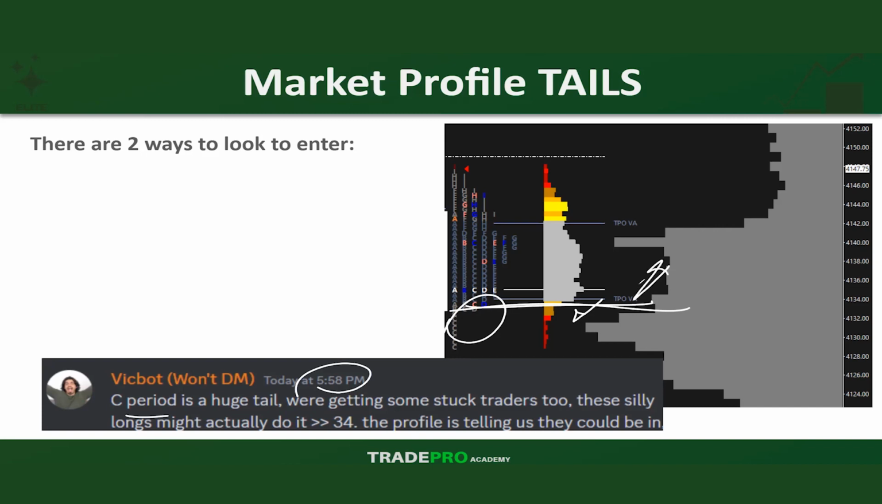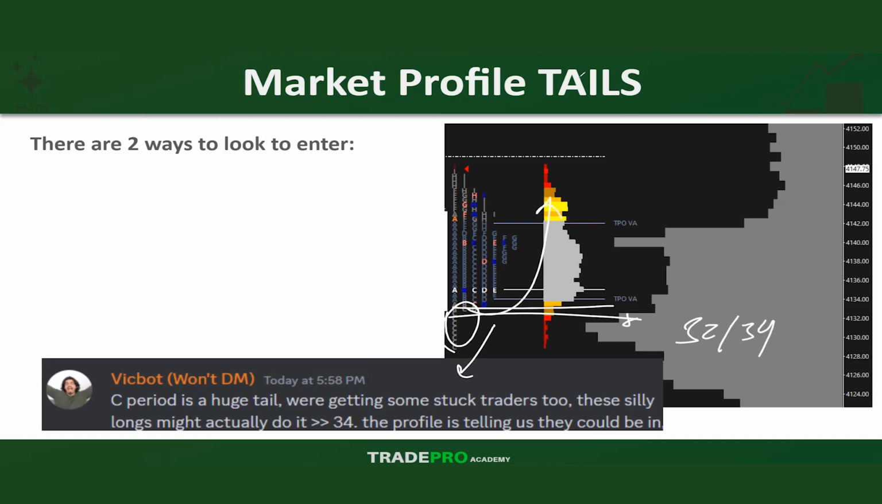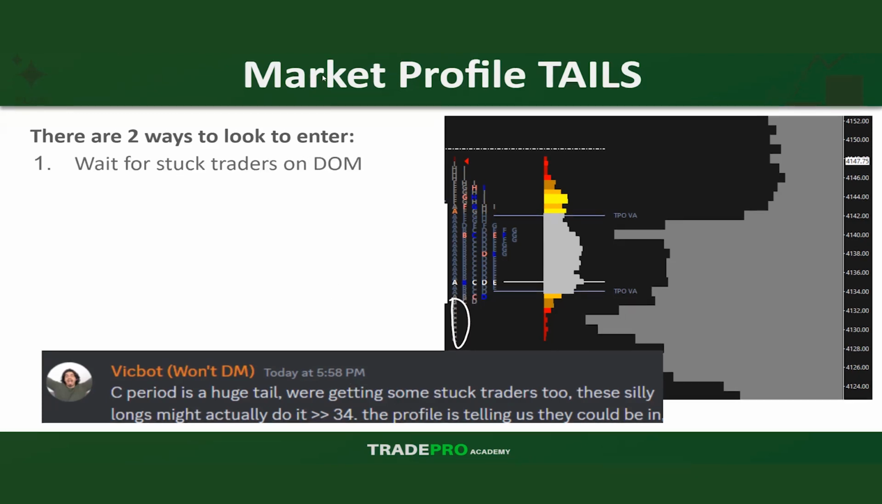The profile is telling us they could be in. So all of this is broken down for you guys, and this is the explanation of what's going on right here. Above this ledge, especially above 32 to 34, we have these guys that can mean revert this back to the upside. And there's two ways to look at this, two ways to enter. Number one is going to be wait for stuck traders on the DOM.